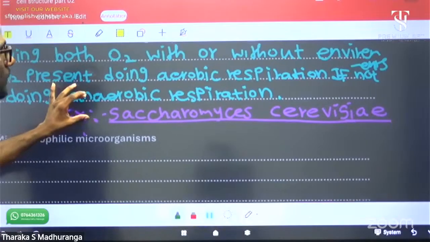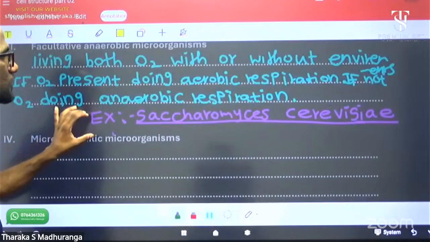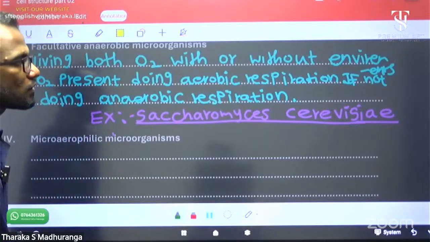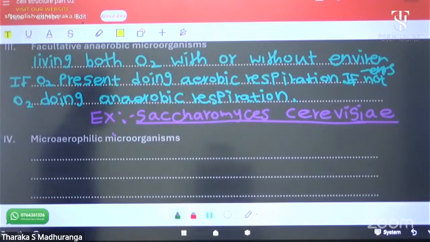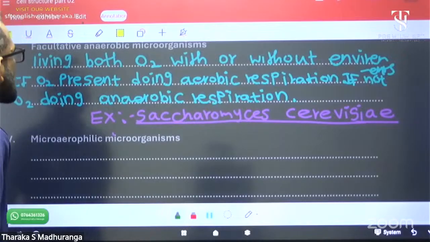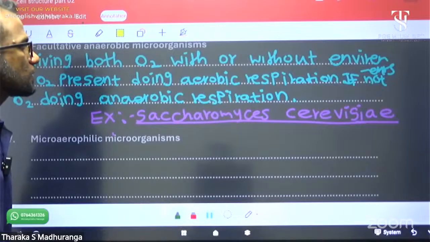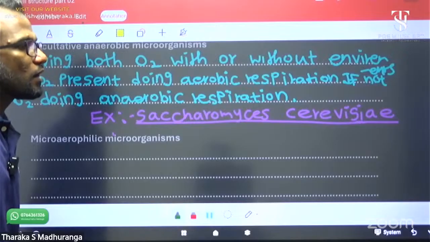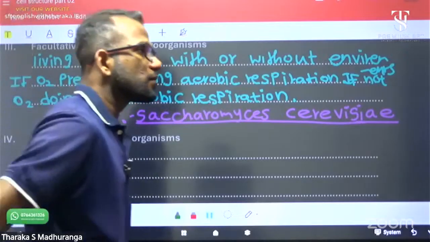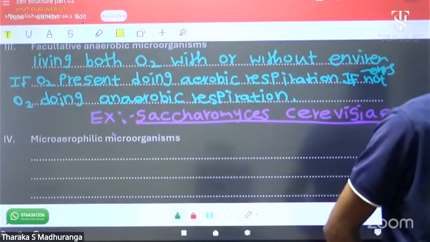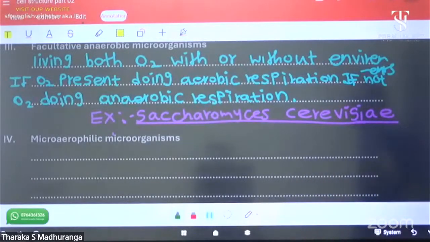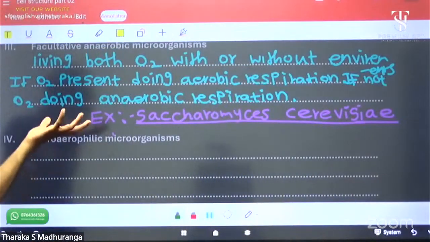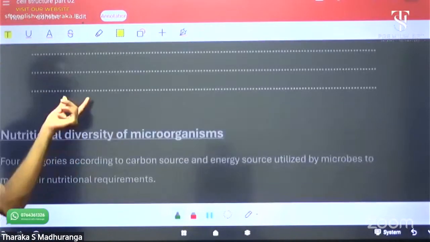They can live in both environments. That's the thing. Anaerobic means they are toxic to an oxygen-present environment, but facultative anaerobes are not toxic, right? That's the difference.